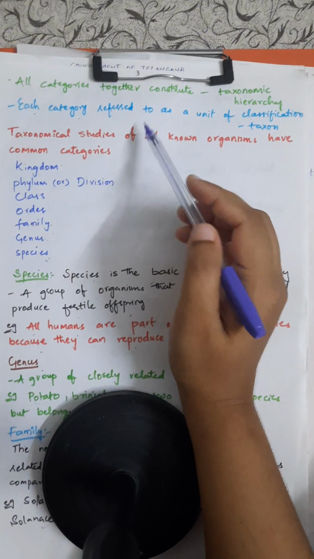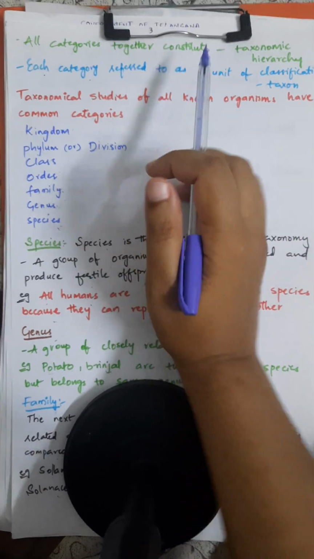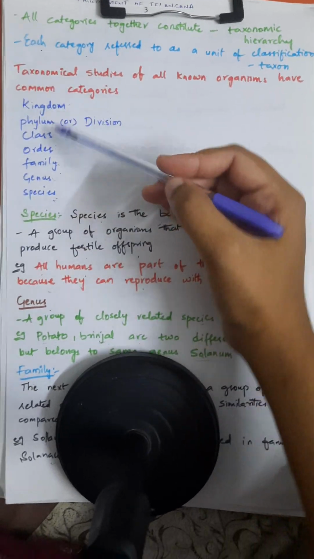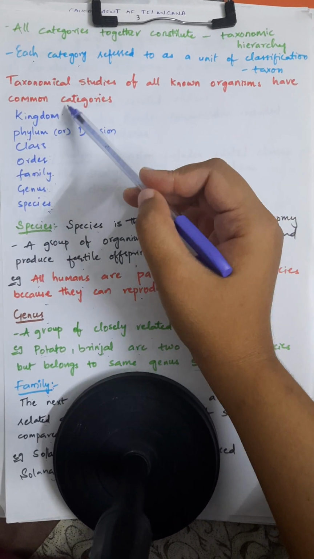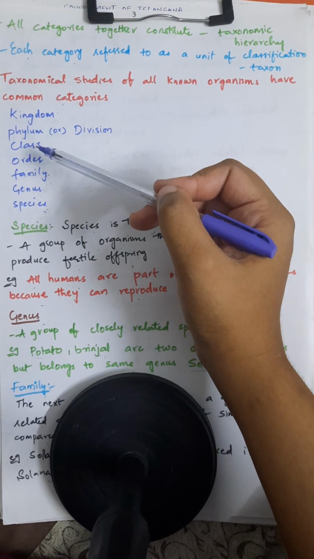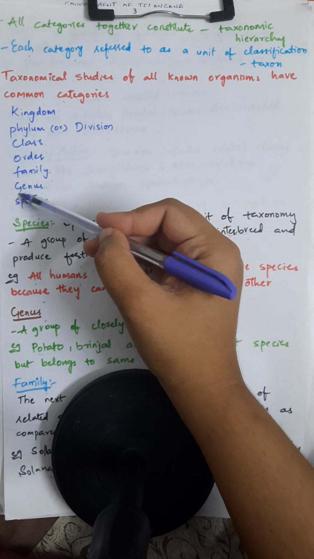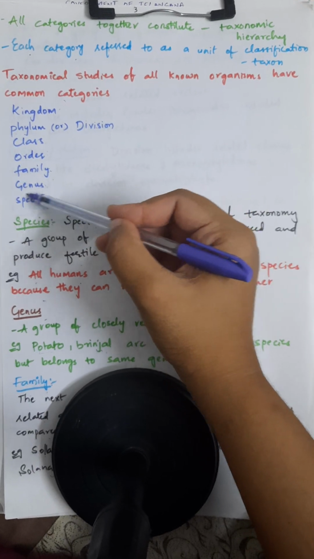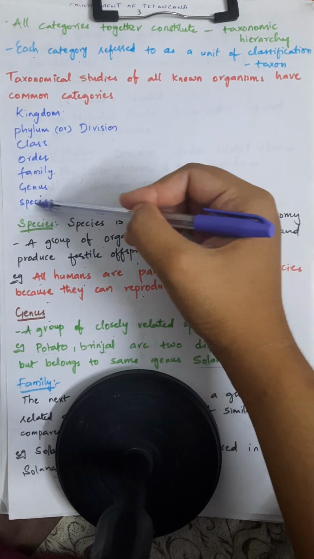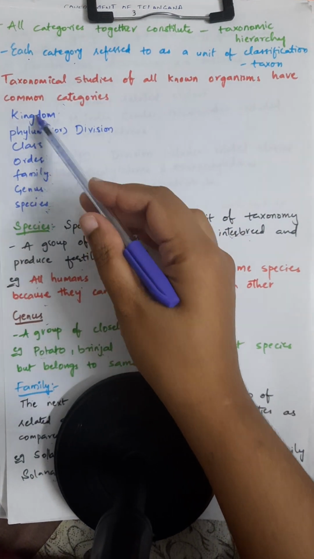Each category is referred to as a unit of classification, which we call a taxon. See here, taxonomical studies of all known organisms have common categories. What are the categories? In that, the largest category is the kingdom, then phylum or division as you may call it, then class, order, family, genus, species. Among these, species is the lowest or smallest category of classification. All these categories together we call the taxonomic hierarchy. Then we'll discuss all these individually one by one.